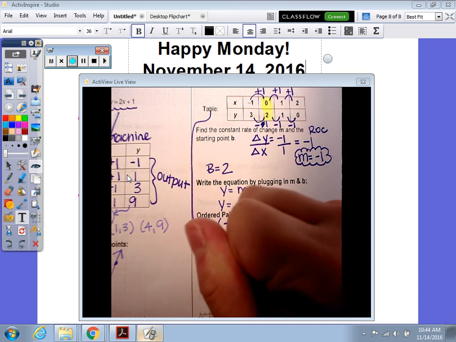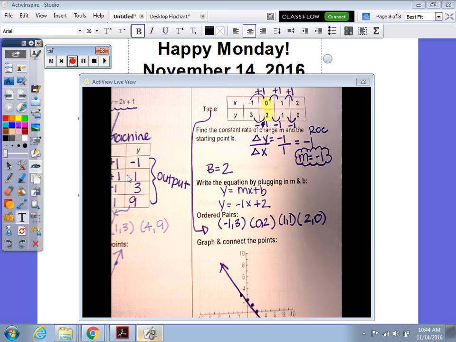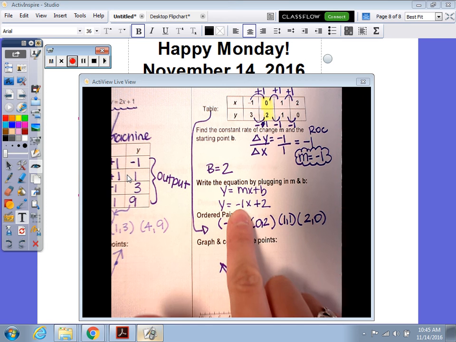Don't forget to connect them and extend them past the dots, because there are more than just the 4 on the table. And I know some of you are saying, but Mrs. Hazelton, I don't need a -1 here. That's true. I could just write it -x plus 2.